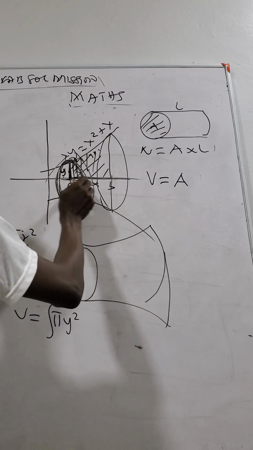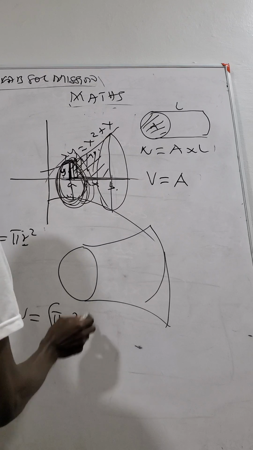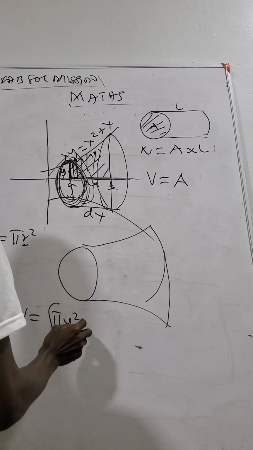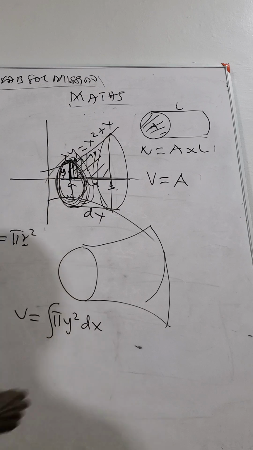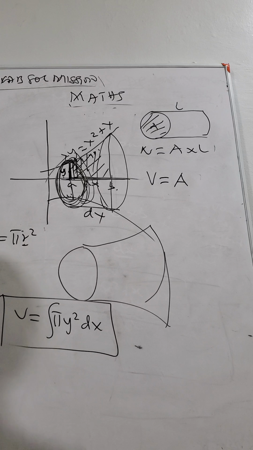Sum this over the length that is given to me from A to B. So the length, that A to B, that length is the change in what? X. So X. This becomes an expression for volume.